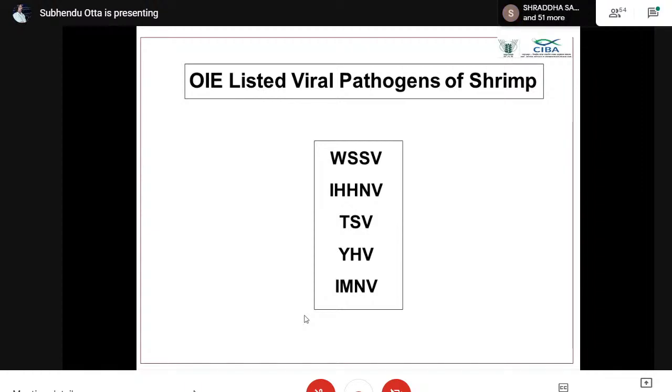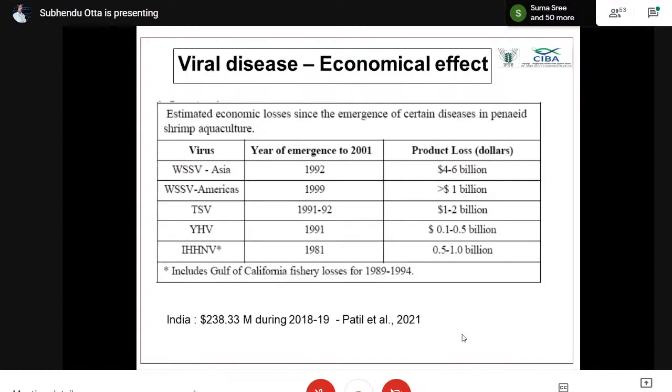If you see the OIE list, OIE is the organization which lists pathogens based on their virulence, how they spread, and how they bring economic loss. Based on that, if you consider shrimp viruses, five viruses have been listed by OIE. These are white spot syndrome virus, infectious hypodermal and hematopoietic necrosis virus IHHNV, Taura syndrome virus TSV, yellow head virus YHV, and infectious myonecrosis virus. You should know about these five viruses because, as they are listed, they are definitely important.